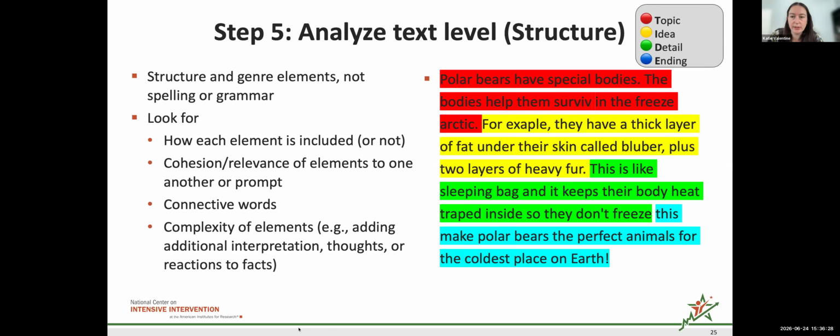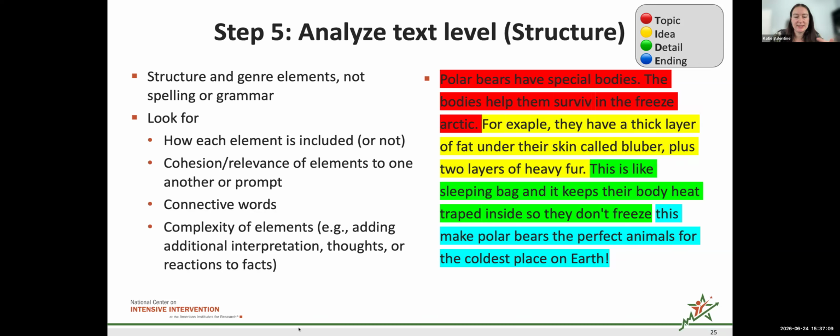So here's our example, again, our polar bear piece. I've highlighted here according to this TIDE structure. As a reminder, TIDE stands for topic, idea, detail, ending. This is used as one example of how you can structure an informational paragraph. The topic sentence here: polar bears have special bodies. The bodies help them survive in the freezing Arctic. It's multiple sentences, but both function as this topic element together. So you may want to take note of that. These may not be sentence-based, but rather idea-based.